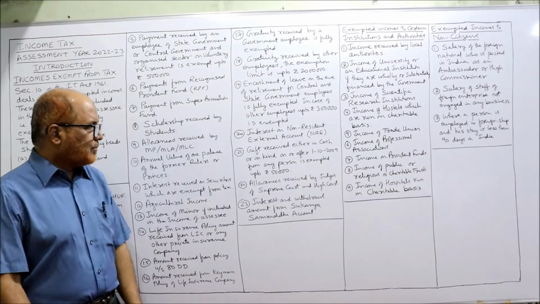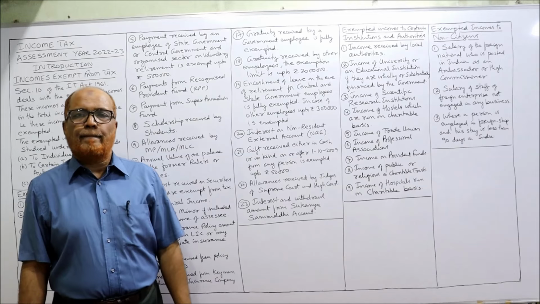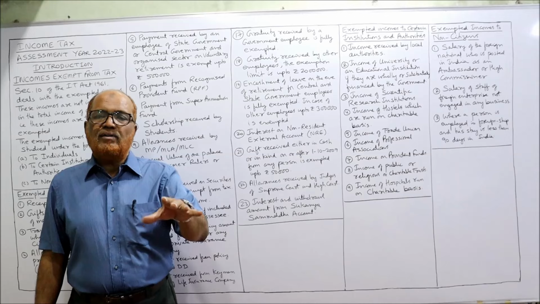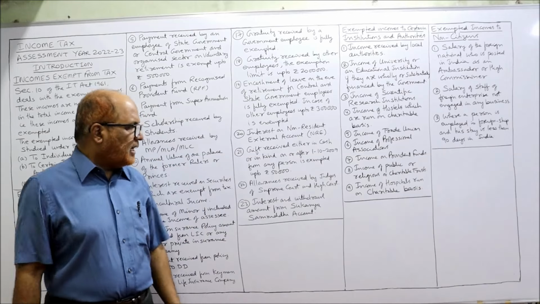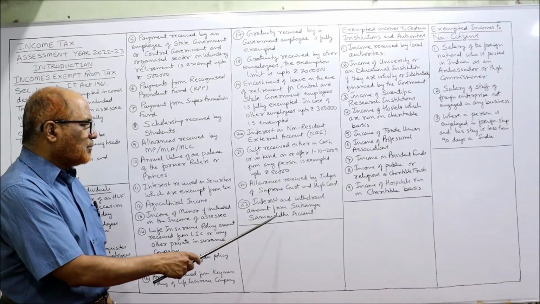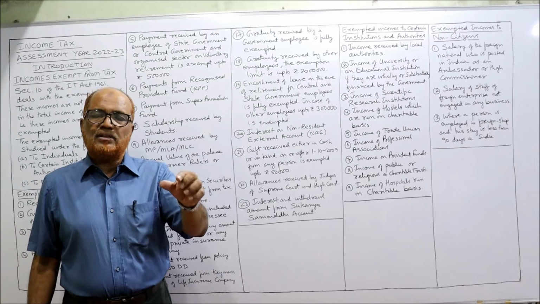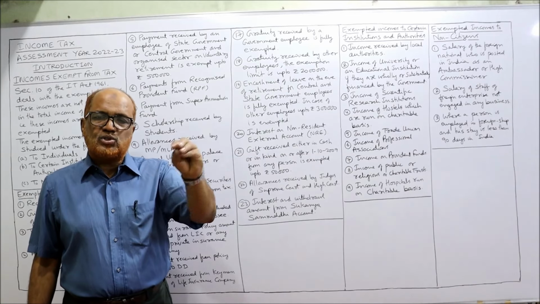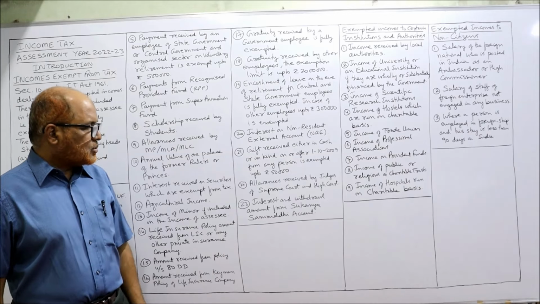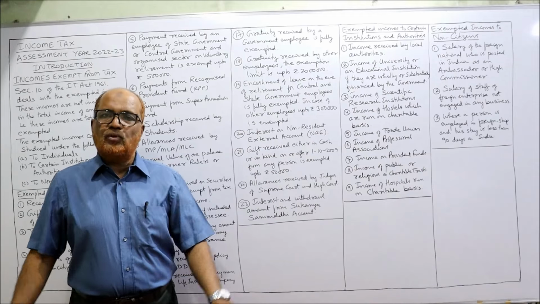So gift either in cash or in kind after 1st October 2009 from any person is exempted up to 50,000. Next, allowances received by judges of Supreme Court and High Court. The High Court and Supreme Court judges, whatever allowances they get, that is also fully exempted. Interest and withdrawal amount from Sukanya Samriddhi account. One scheme was there, Sukanya Samriddhi account. If a person has deposited the amount in this Sukanya Samriddhi account, interest and withdrawal of the amount is fully exempted.